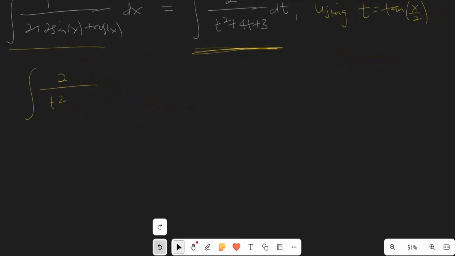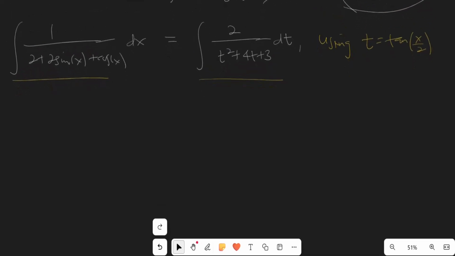So let's look at the integral of the rational function. The rational function itself is 2 over t squared plus 4t plus 3. The denominator can be factored into t plus 1 times t plus 3.